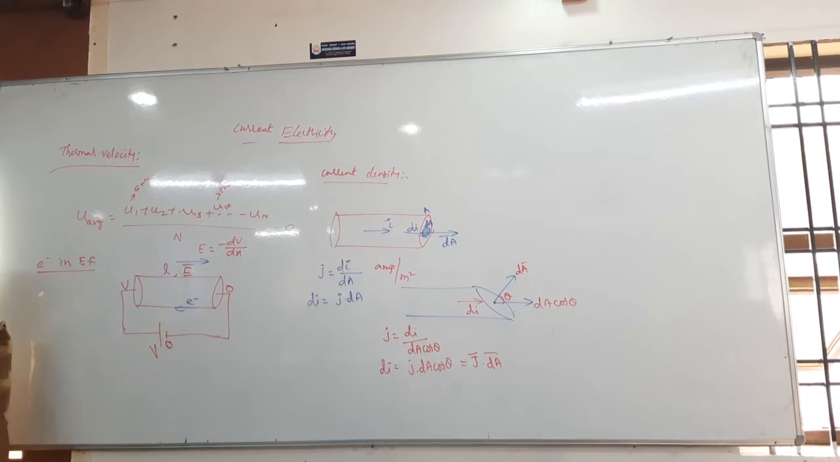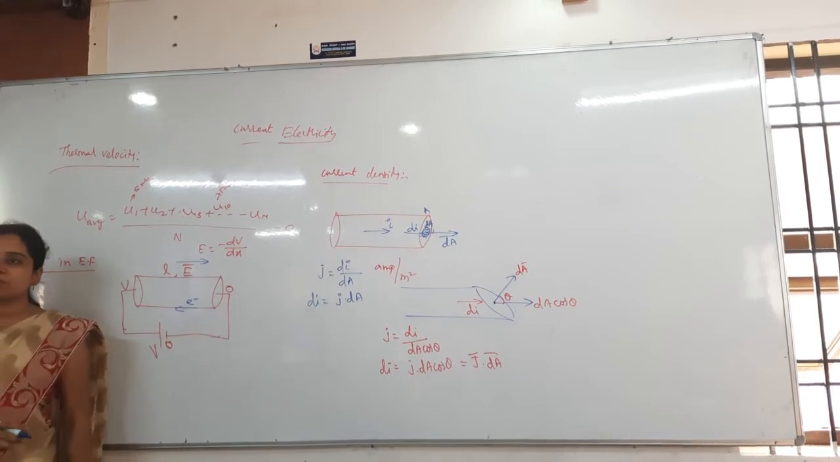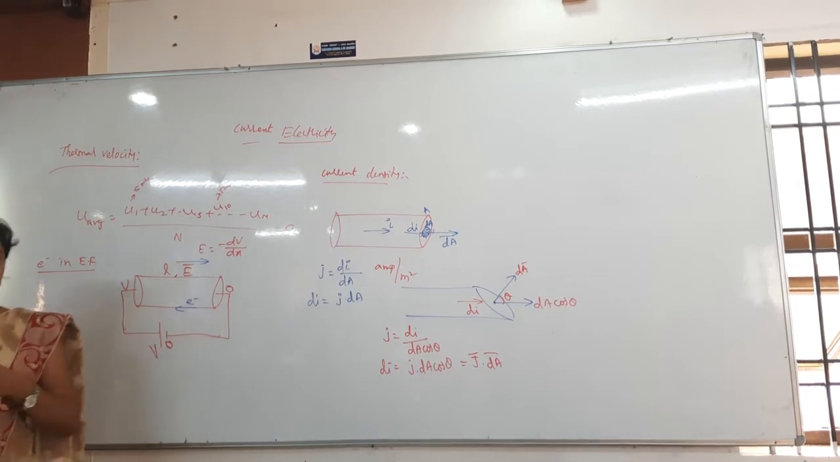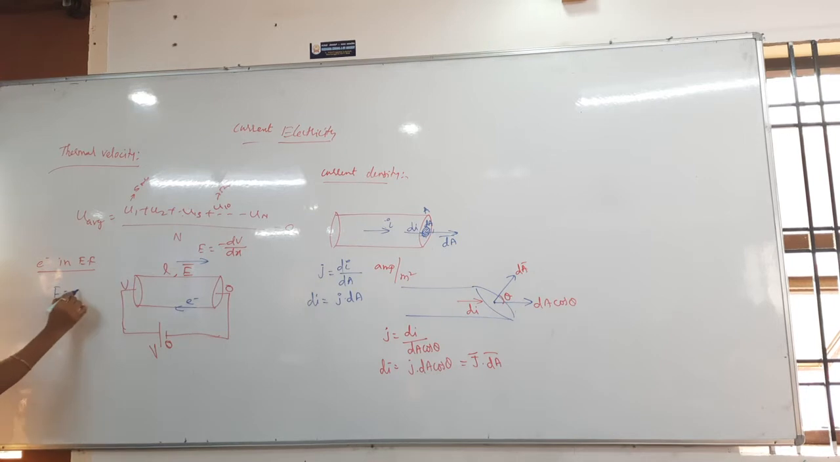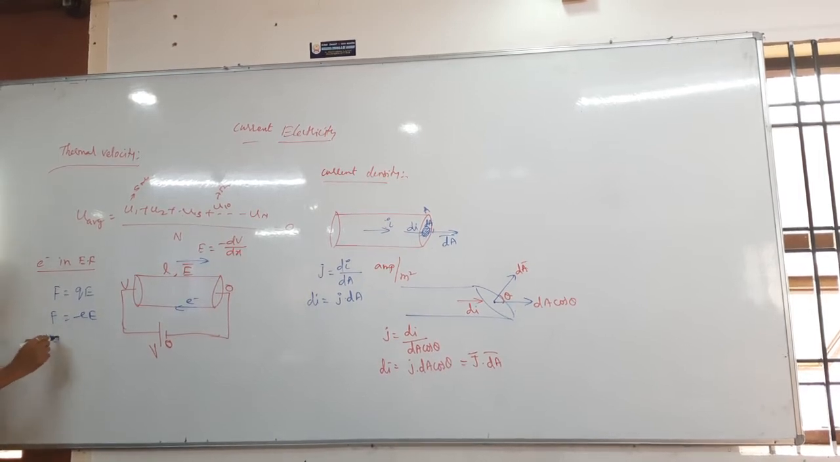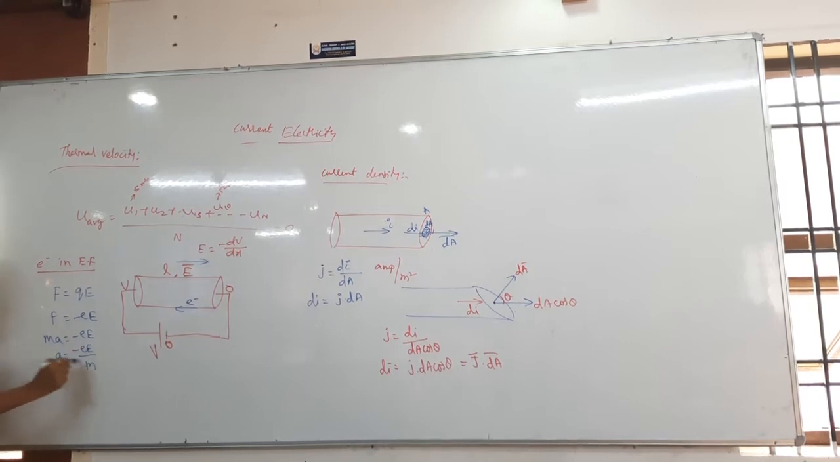Due to this electric field, the electron will gain some acceleration. How will it gain the acceleration? Because the electric field is there, an electrostatic force will be there. What is the force here? F is equal to qE. Q is the charge, which here is the electron, so F is minus eE. If I want to find the acceleration, in the place of F I can write ma. Then ma is equal to minus eE, so a is equal to minus eE by m. That's it, finished. This is the acceleration of the electron in the presence of the electric field.